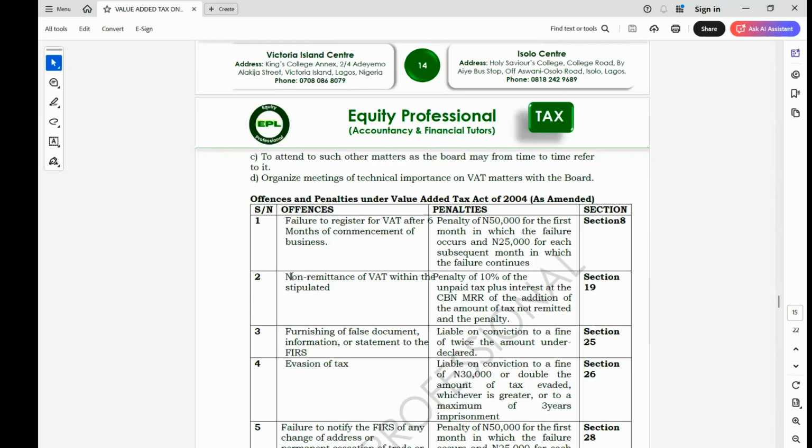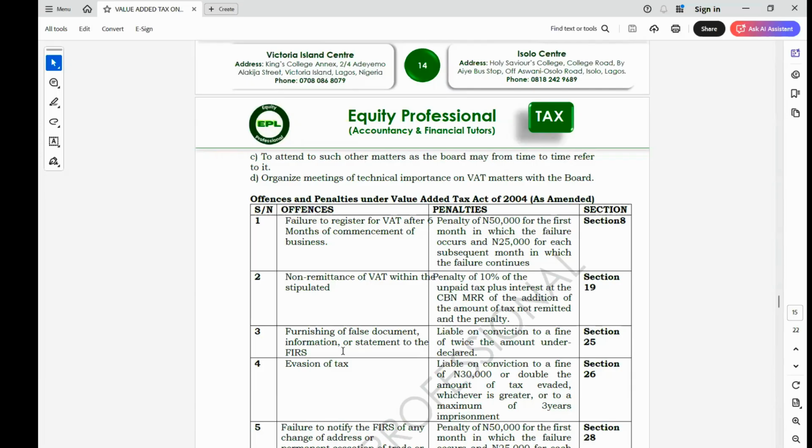The next is non-remittance of VAT within the stipulated time. As I stated earlier, if you deduct any VATable amount, you are expected to remit it within 21 days of the following month. When you fail to remit that amount after 21 days, you are liable to a penalty of 10% of the amount you fail to remit, plus interest at the prevailing CBN monetary policy rate, plus the amount you failed to remit.